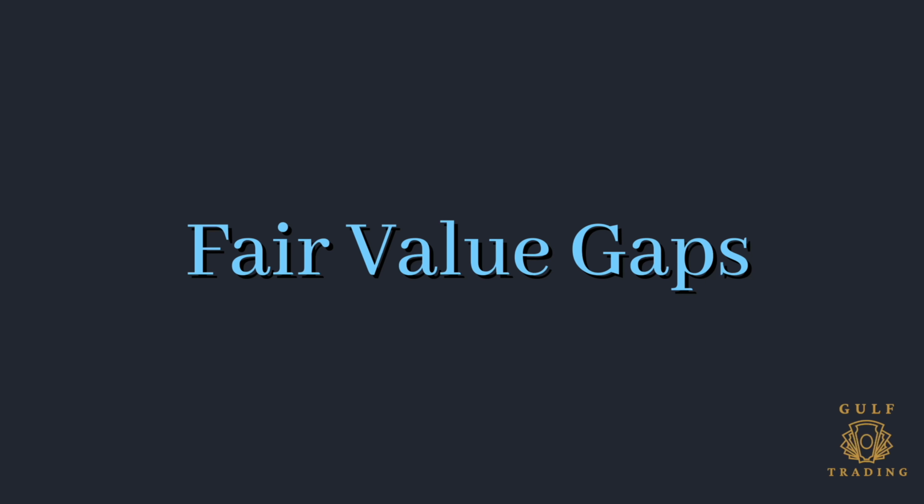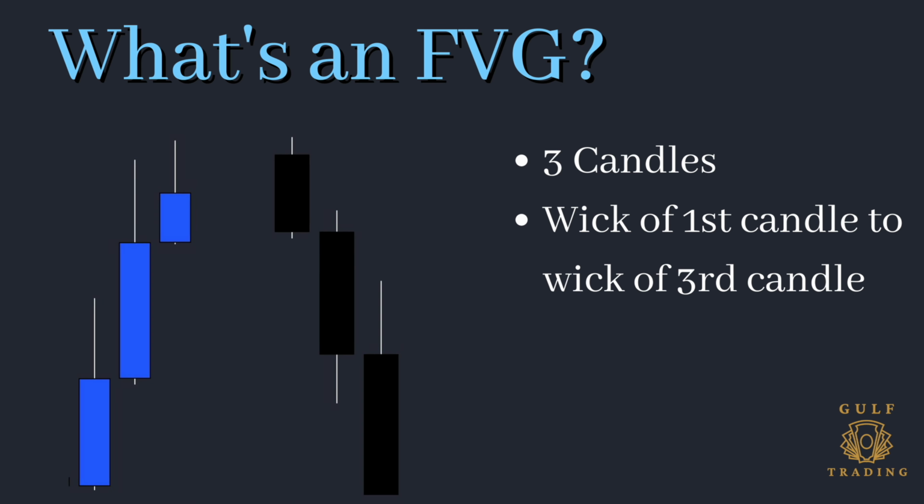But this first video is going to be on all the basics you need to know about fair value gaps. So a fair value gap, or FVG, consists of three candles where there is a visible gap between the wick of the first candle and the wick of the third candle, as you can see here. So you've got the first candle here, third candle here, there's a clear gap between the wicks. Again, first candle here, third candle here, gap between the wicks.